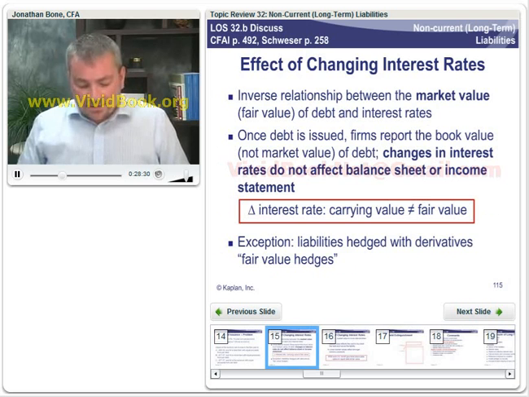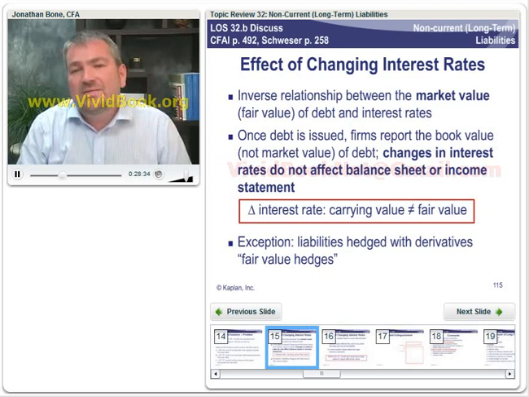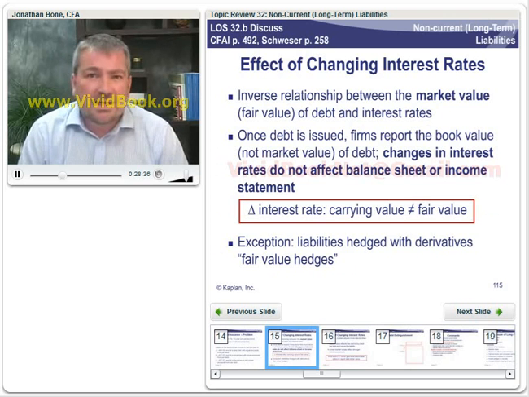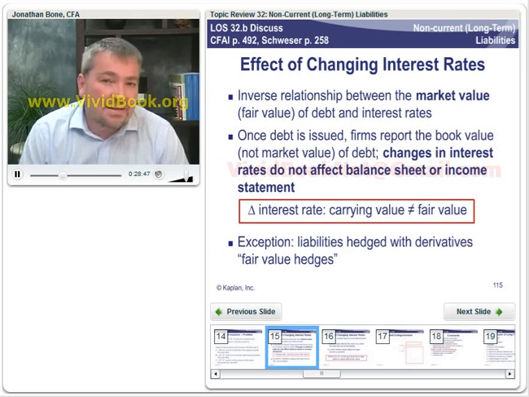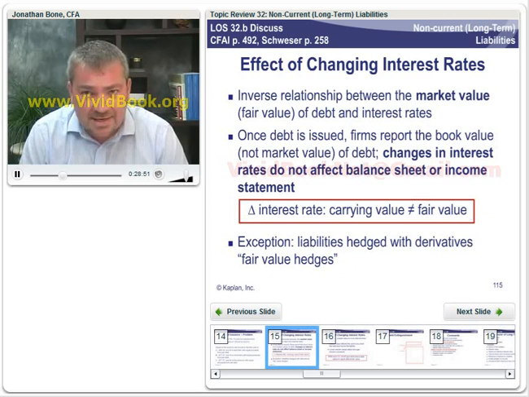Okay, let's have a look at the effect of changing interest rates. Now, the key point to note here is we do not see the fair value of the bond in the balance sheet. What we're seeing in our balance sheet as carrying value is amortized cost, or if you like, the proceeds minus the amortization of any premium, or plus the amortization of a discount.